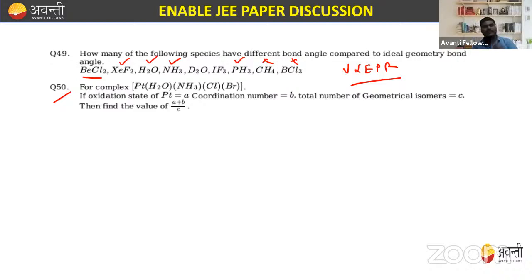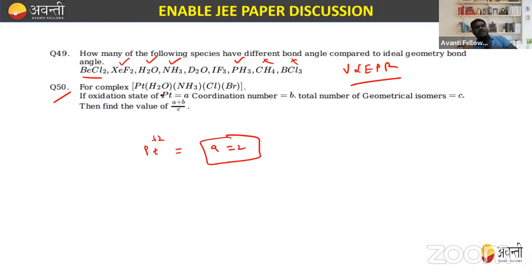Now, next question, that is question number 50, and this is the last question, for the complex Pt(H2O)(NH3)ClBr. So we have 4 different types of ligand. If the oxidation number of Pt is A, so what is the oxidation number? H2O having 0 charge, NH3 having 0 charge, Cl having -1, Br having -1. It means Pt having oxidation number 2. Okay, that is Pt in +2. So what is the value of A? So A comes out to be 2.